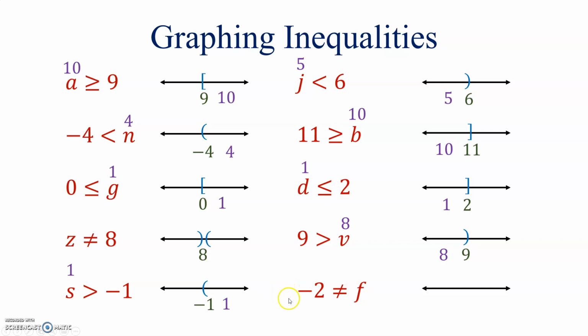And the last one, negative 2 is not equal to f. Again, not equal to is simply the two parentheses going in opposite directions.